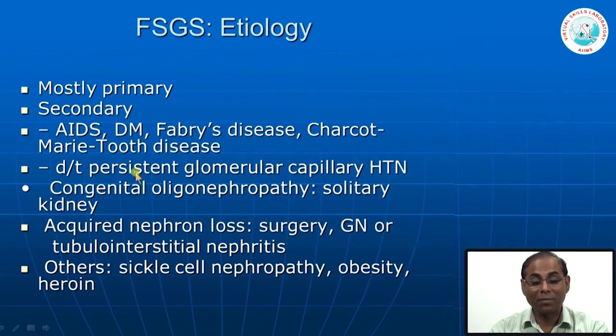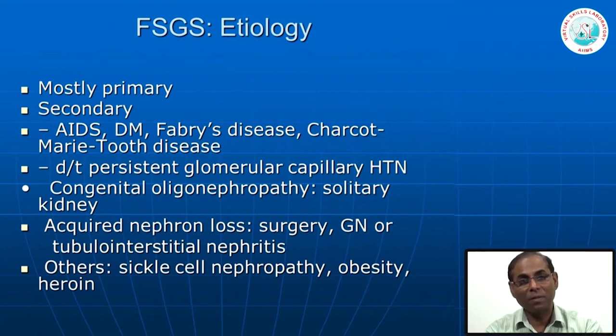We can have focal segmental glomerulosclerosis, and then there may be persistent glomerular capillary hypertension that can lead to FSGS, and we can see FSGS with decompensated hypertension cases also. Then there are congenital diseases like oligonephronia or megalonephronia, and even a solitary kidney can lead to FSGS. And with acquired nephron loss, like surgery, if one kidney is removed, then the remaining kidney can develop FSGS. You see, one of the etiopathogeneses of FSGS is that if there is continuous hyperperfusion in the glomeruli, then obviously these glomeruli tend to develop podocyte injury followed by segmental sclerosis.